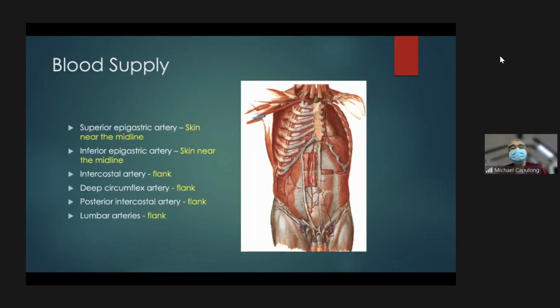So blood supply. Since this is a big area, you have a rich supply of blood in the area. If you are looking at the midline portion of the abdominal cavity, this is supplied by your superior and inferior epigastric arteries. As you go more lateral, to the flank area, you have several arteries supplying blood. Likewise, you have your intercostal arteries, your deep circumflex artery, your posterior intercostal arteries, and your lumbar arteries. So it goes around from the midline towards the lateral portion of the abdominal wall.